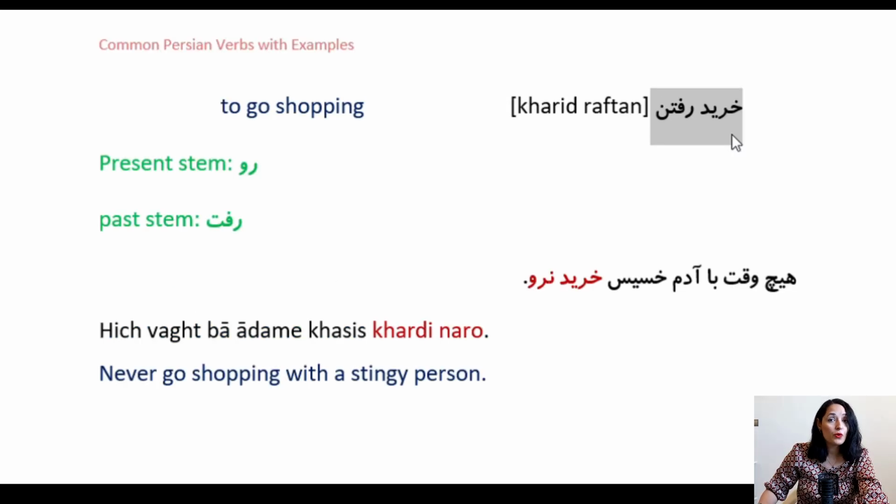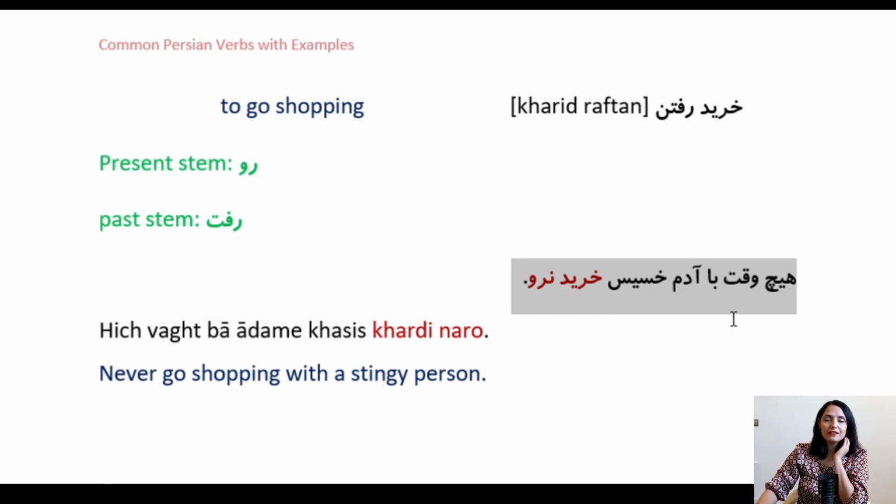The fourth verb is خرید رفتن. Again, it's a compound verb. So, the present stem is رو and the past stem is رفت. هیچ وقت با آدم خسیس خرید نرو.